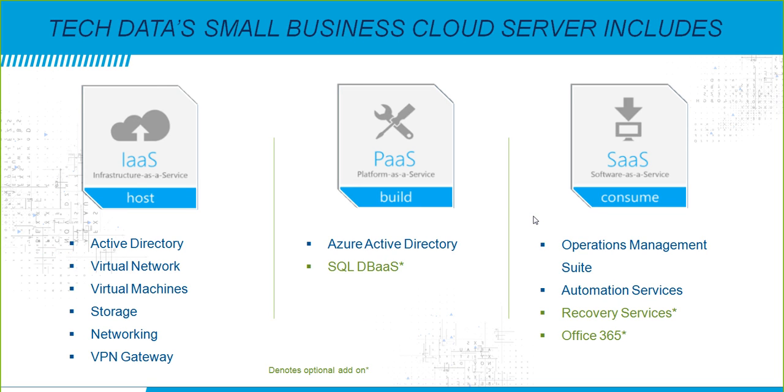Now this slide gives a little bit more information about the different things that are installed when you deploy the small business cloud server. So things such as Windows Virtual Machine, Active Directory, storage, backup and recovery, all these are part of the deployment of the SBCS server. And things such as VPN gateway and SQL database, you can deploy as a separate service, and that is what I said, that it is highly customizable, so you can add the resources as you go along and as per your customer needs.